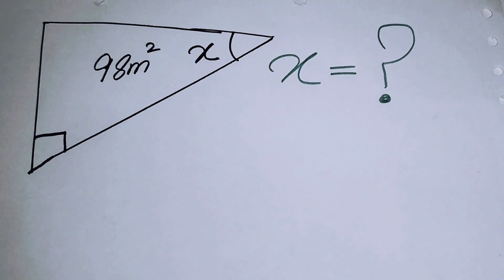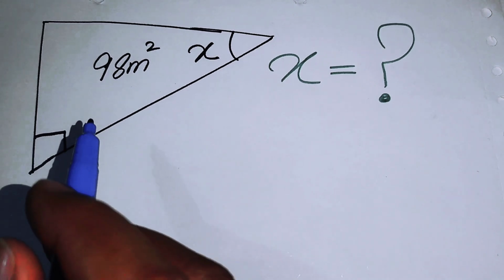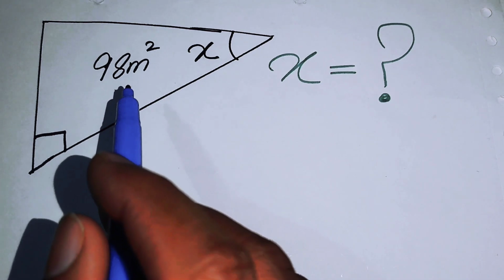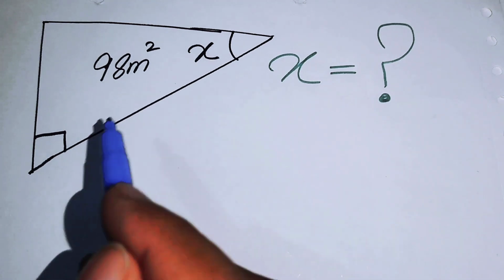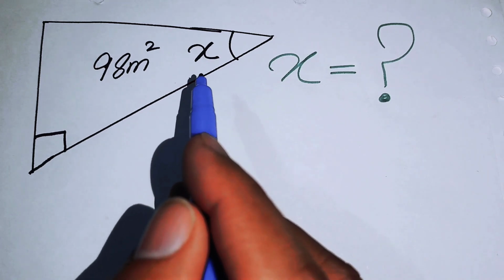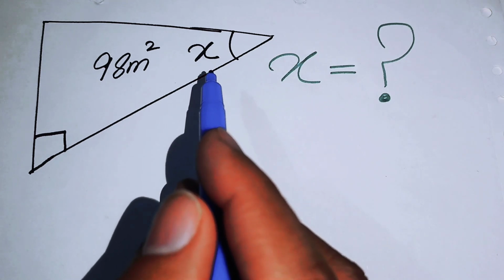In this video we are going to solve this nice math Olympiad geometric challenge, and here we have a nice right triangle whose area is 98 meters squared, and one angle is a right angle and the other angle is x. So in this question we will find the value of this angle x.